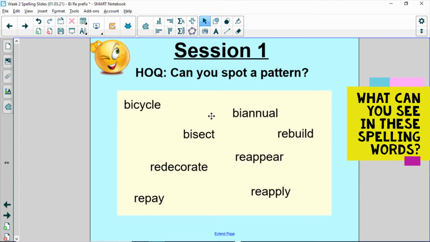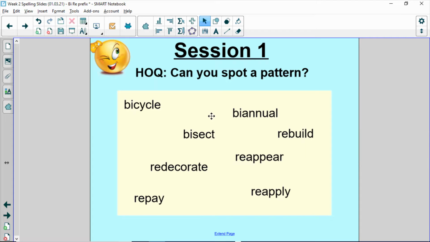So do they all have similar letters? Do they start the same? Do they end the same? Can you spot anything that is similar between these words? Got another about 5 seconds. Okay, time is up. Let's have a little look.